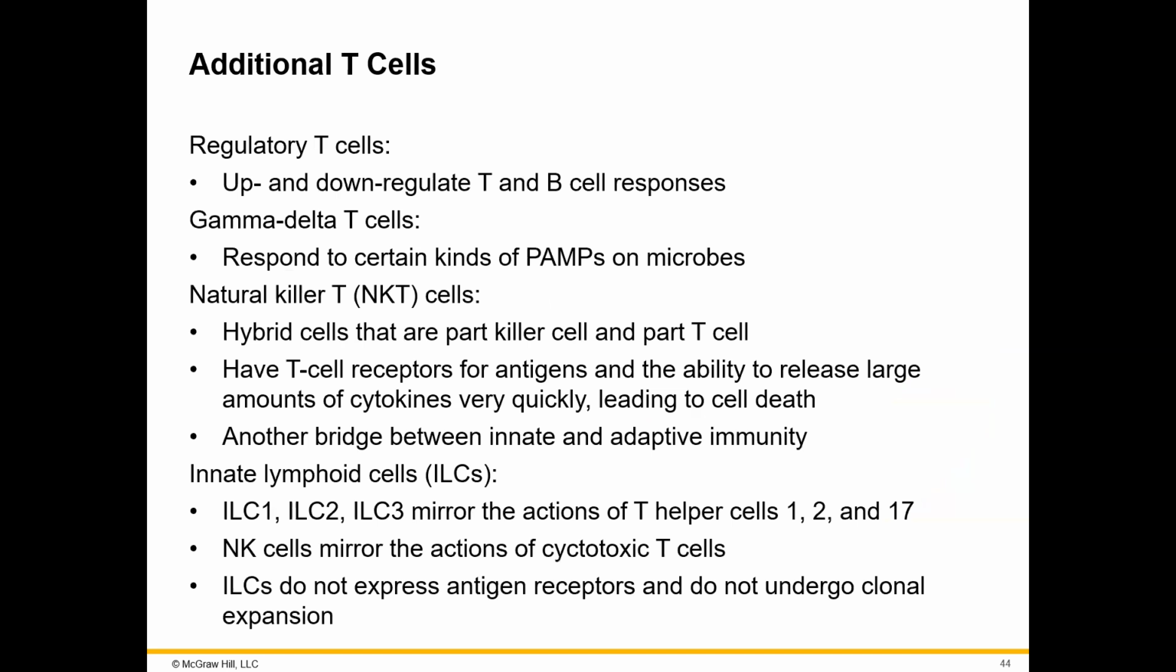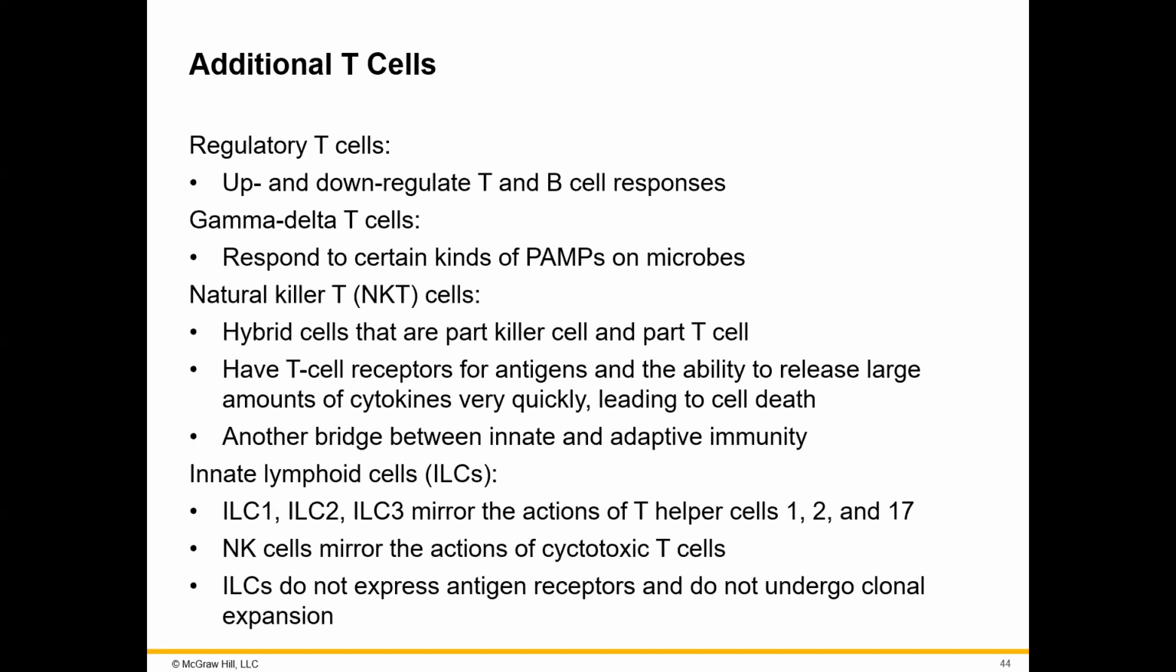Then there is a subcategory of T cells called gamma delta T cells, which is distinct from other T cells. They have T cell receptors that can be rearranged to recognize a wide range of antigens, but they frequently respond to certain kinds of PAMPs on microorganisms the way white blood cells in the innate system do. So this allows them to respond quicker. However, they still produce memory cells when activated. So because of this, they're considered to be a bridge between the innate and the adaptive immune responses.